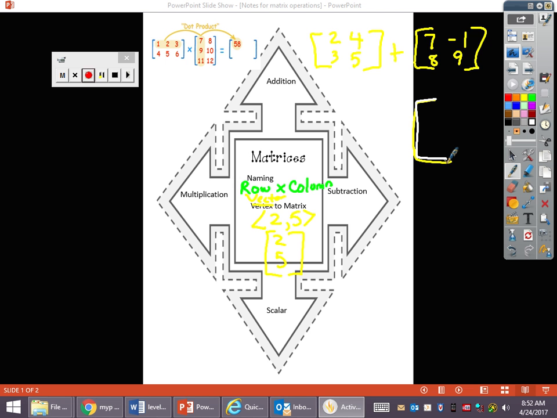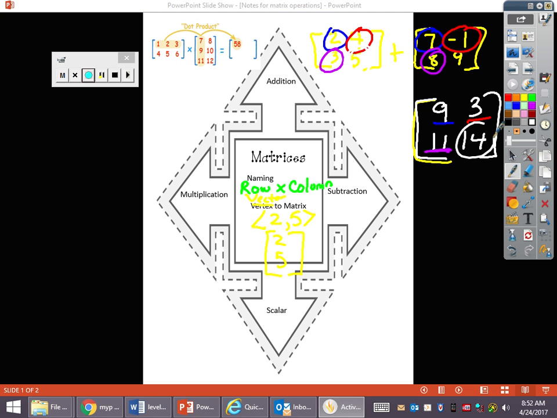What's my answer? It's going to be 9, 3, 11, 14. You simply do 2 plus 7. Then you do the 4 plus -1. That gives you those two answers. Then you come back and do the 3 plus the 8, and the 5 plus the 9 gives you the 14. Okay? Subtraction is the same exact method.